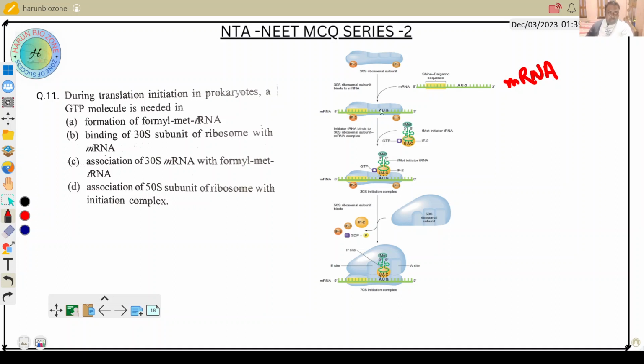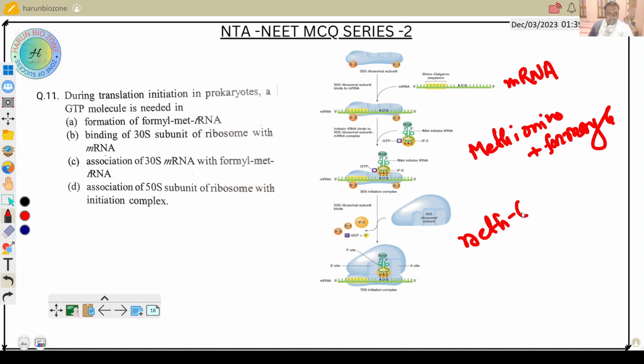So in the case of prokaryotes, a formyl group is added to methionine. But in eukaryotes, this formyl methionine is not present; only methionine tRNA is present. In prokaryotes, formyl methionine tRNA is required. So this formyl methionine tRNA binds to the AUG start codon region, and this is done by IF2. So here GTP is required to attach this formyl methionine tRNA to the AUG region. So the right answer is association of the 30S subunit with mRNA and formyl methionine tRNA.